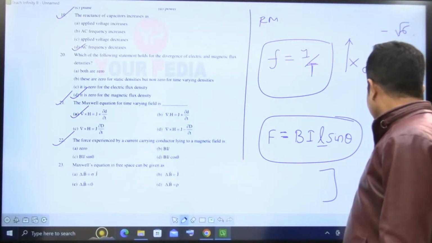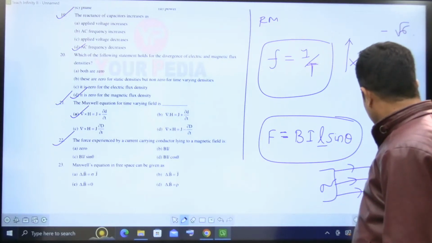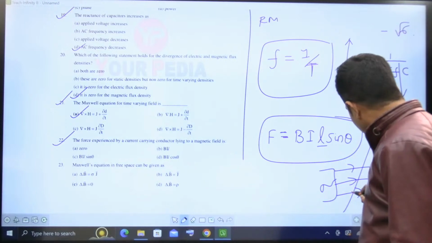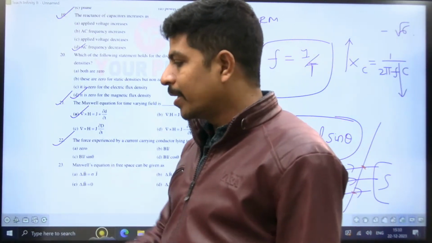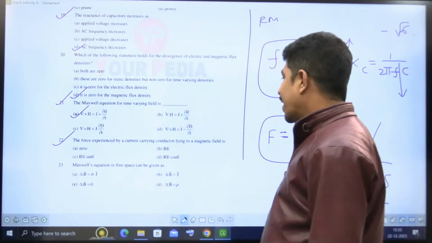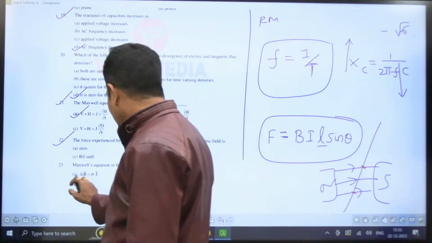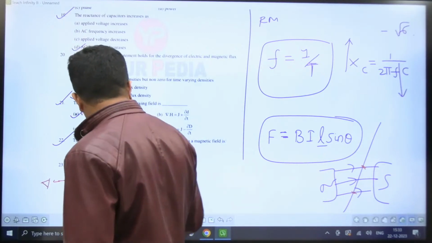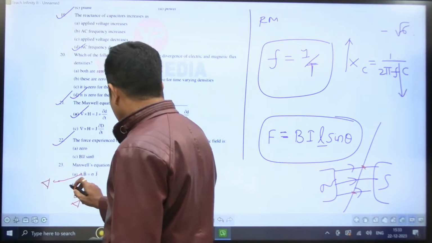Suppose this is the magnetic field, this is the north pole and this is the south pole. I am taking this much length of the conductor. But active length means only this length, from here to here, that we have to consider, because that is the only part of the conductor which is actively in the magnetic field. Next, Maxwell equations of free space can be given as, yeah. These are not deltas, these are not triangles, these are these symbols. And this option is C.